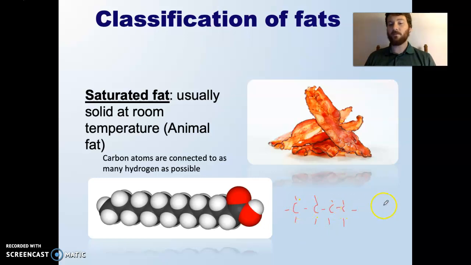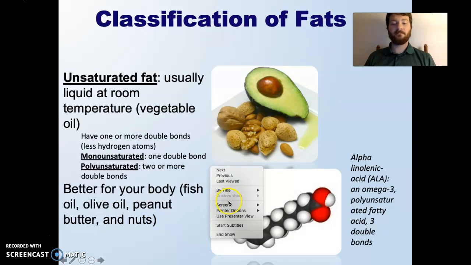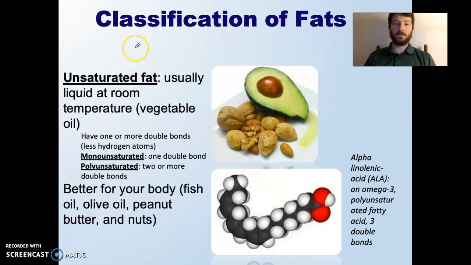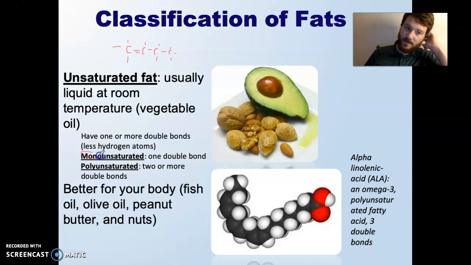These usually go on for a long time. Whereas an unsaturated fat has at least 1 double bond. So consider something like this. This is an unsaturated fat, and it has 1 double bond. It would be called a monounsaturated fat because it has a mono, 1 double bond.